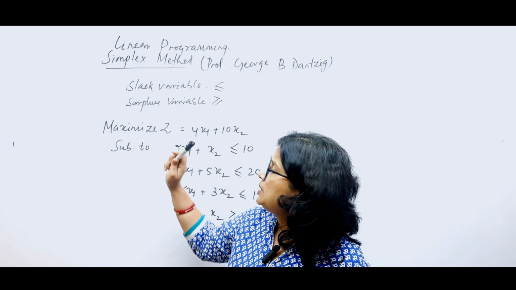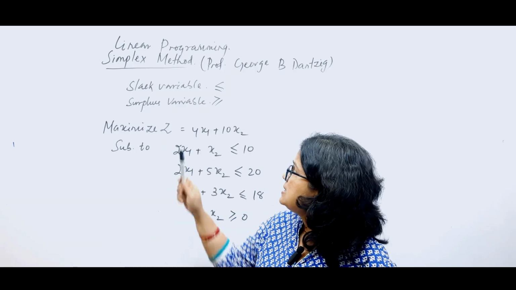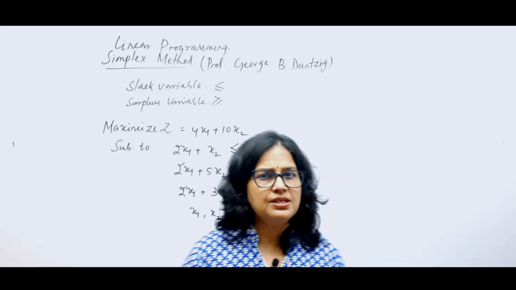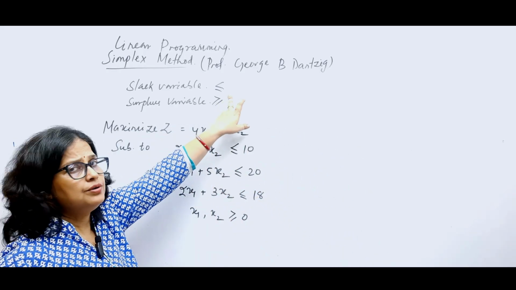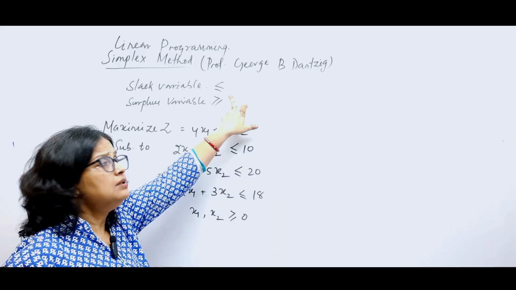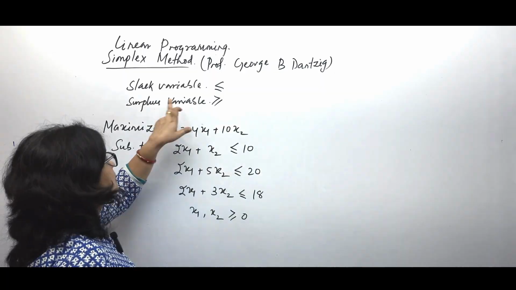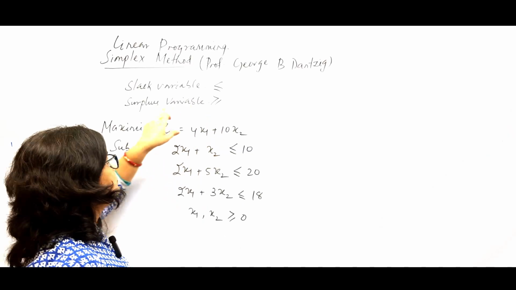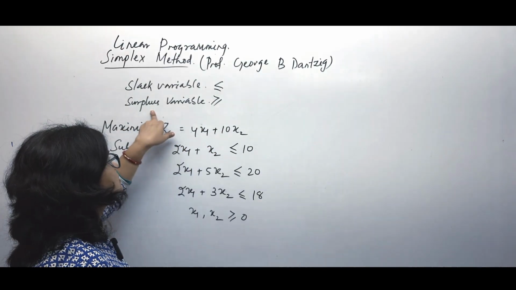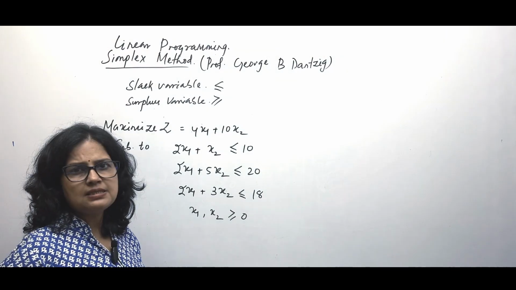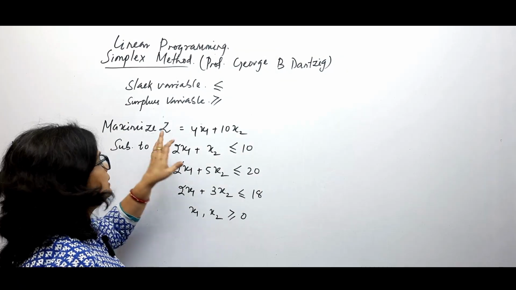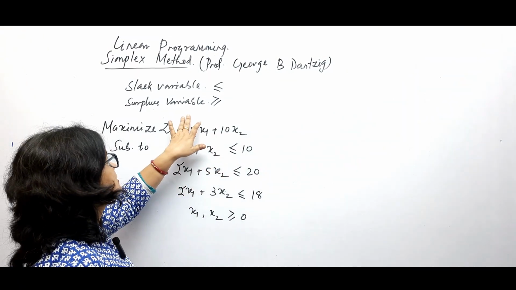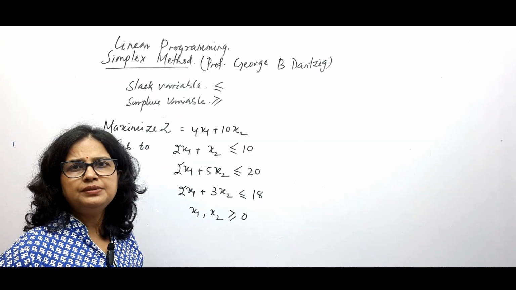Here we have to take two kinds of variables. One is a slack variable. If the constraints are in less than or equal to form, we use a slack variable. When the constraint has a greater than or equal to sign, then we use a surplus variable. First we will take one example and discuss how we can use a slack variable and solve the problem.